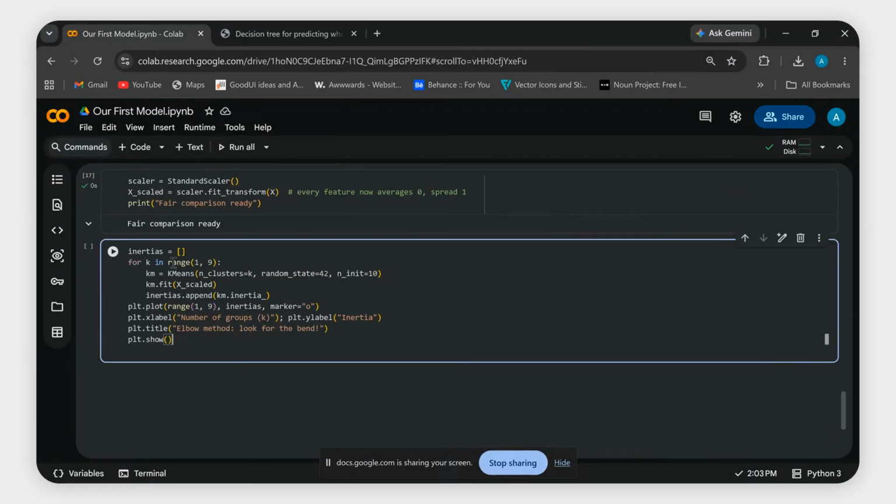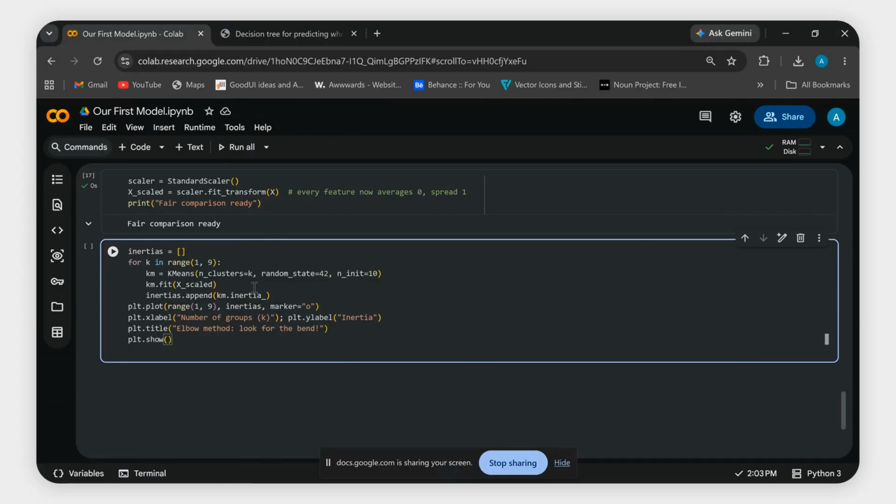This cell 4 is called the elbow method. Why is it the elbow method? This is how we will decide how many groups to use. We try k equals 1, k equals 2, and so on. We can see here, for k in range 1 to 9, so we try k equals 1 all the way to 8. For each value of k, we run and record the inertia. The inertia is a score that measures how tightly packed the groups are. So lower inertia means tighter groups, and higher inertia means the otherwise.